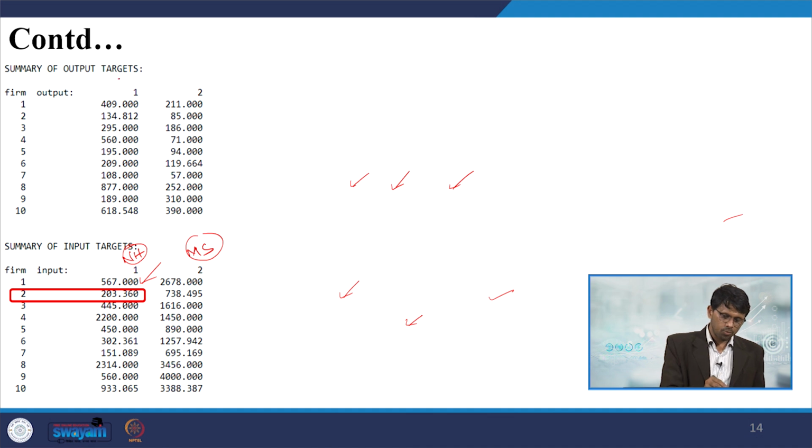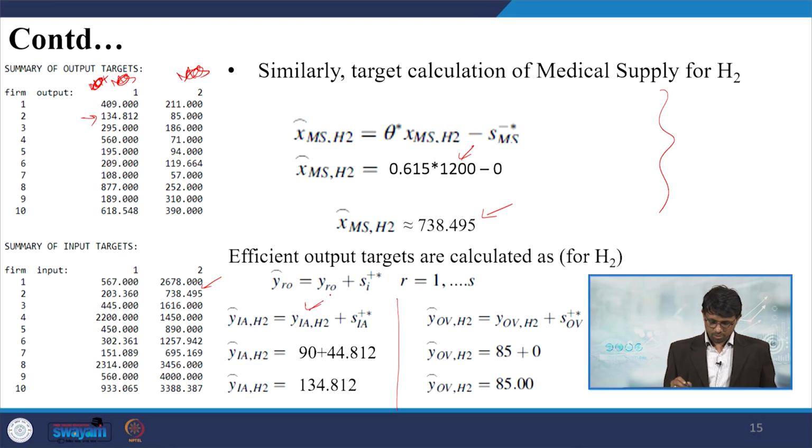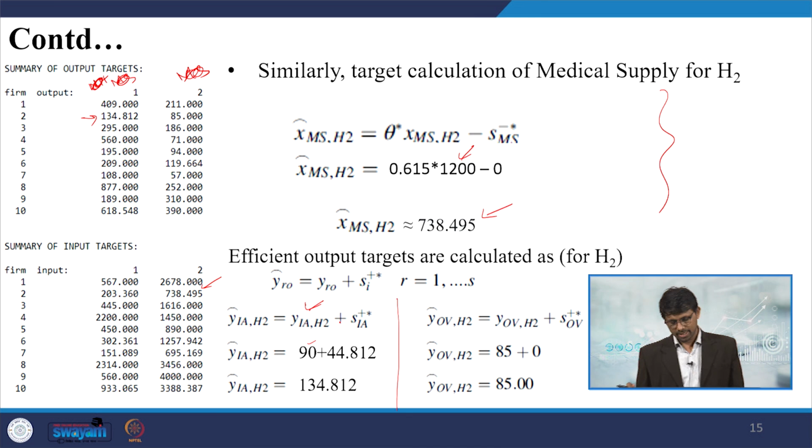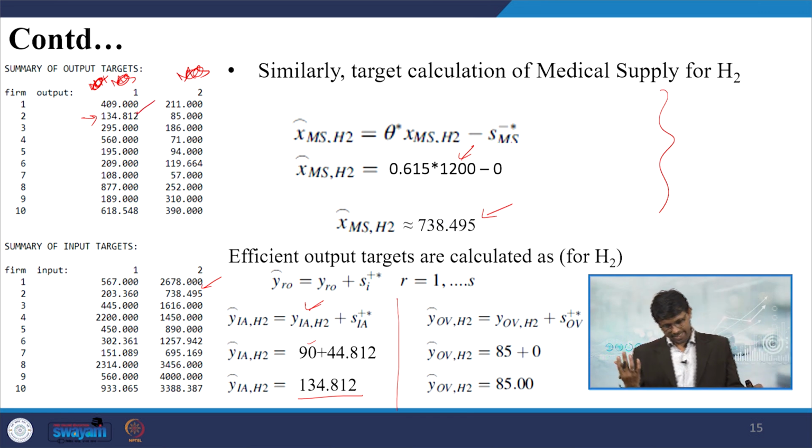Now, the first output, output 1, Q1 and Q2. Okay. So, I have already shown to you. So, the slacks are different, and accordingly we have mentioned the slacks. So, we have just added the slack with that output value. Okay. So, output value was 90 plus the slack, hence it is 134.812.